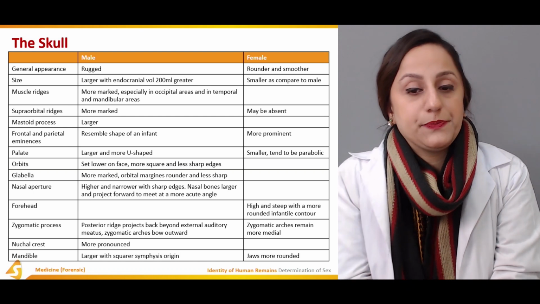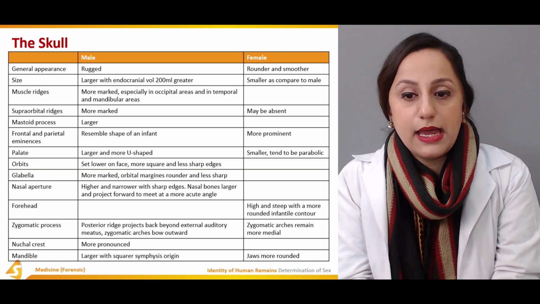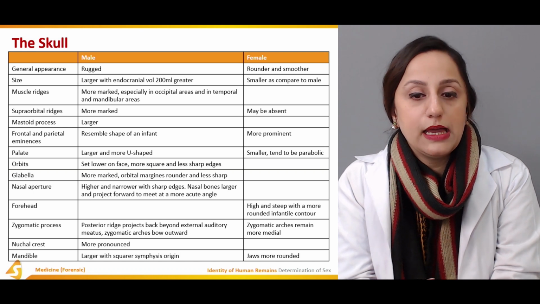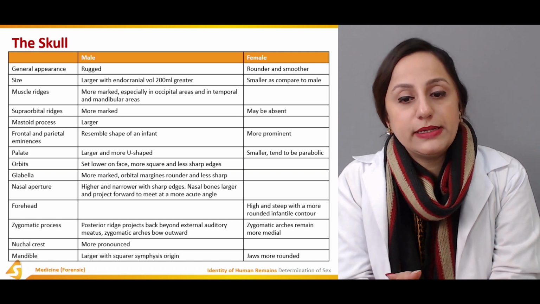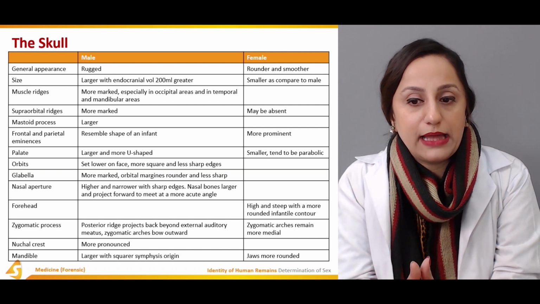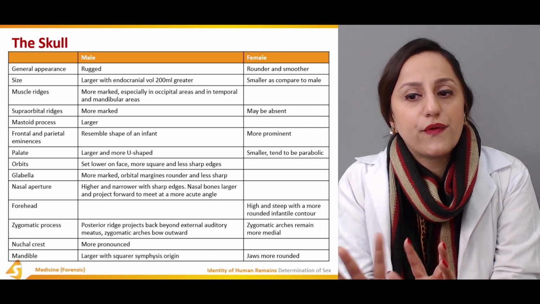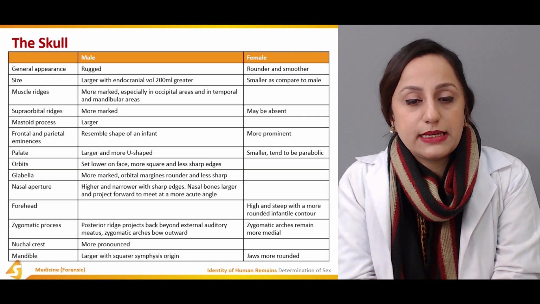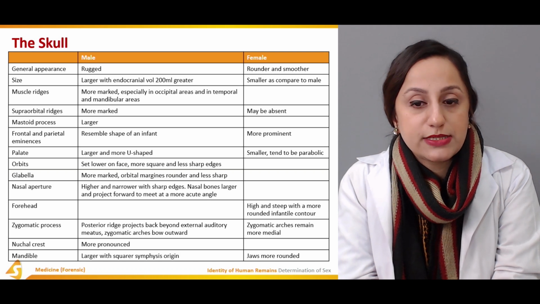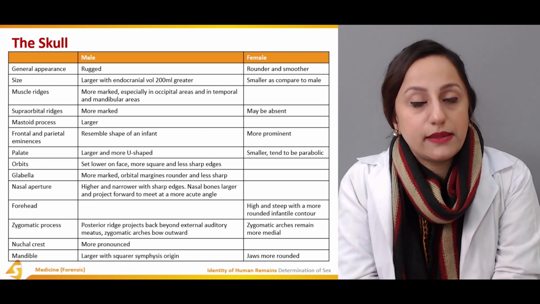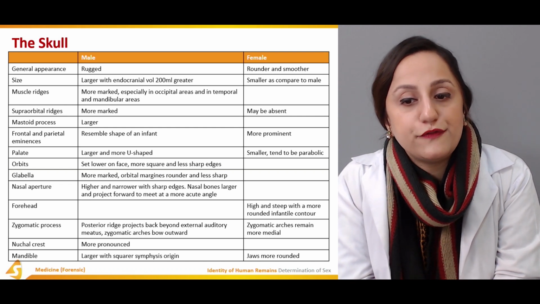Talking about the palate, it is larger and more U-shaped in males, and smaller and tends to be parabolic in females. When we move on to the orbits, they sit lower on the face and are more square with less sharp edges, while on the other hand, they are more rounded in females. Glabella is a marked prominence just above the nasal bone, and it is more marked in males. Orbital margins are rounded and less sharp in females than in males.